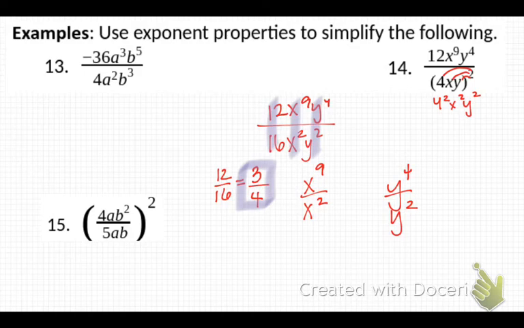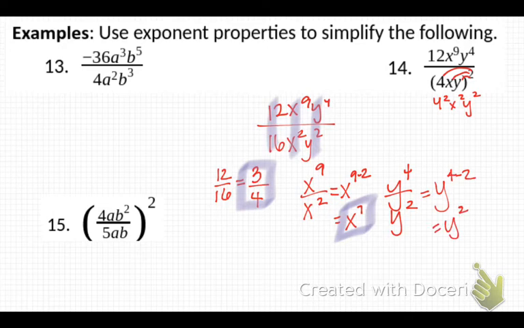Okay, what about x to the 9th divided by x squared? X to the 7th, because I have x to the 9 minus 2 is x to the 7th. So that's another part of my answer. And what about my y values? What do I get here? Y to the 2nd, because 4 minus 2 is 2. So now those 3 elements that I've boxed, we're going to combine them all together to get our answer.